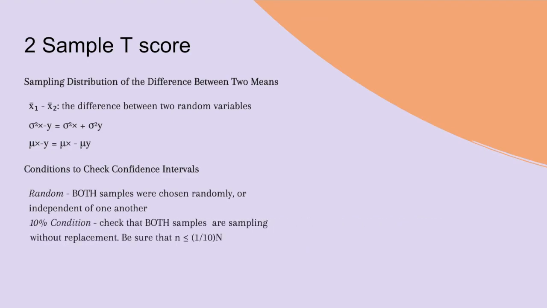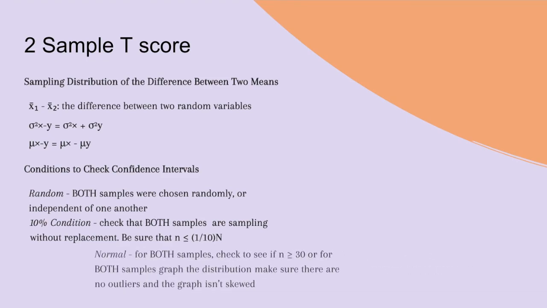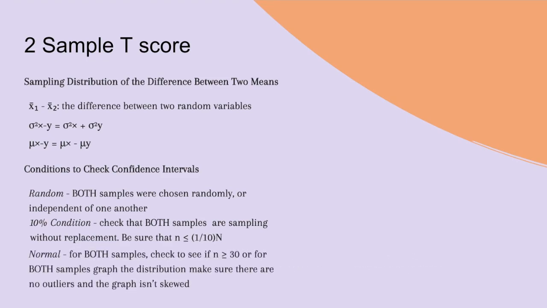You want to make sure that the 10% condition is met so that your sample is less than 10% of the population. And then for normal, this one's a little bit different. You're going to check the central limit theorem, and you want to make sure that your sample is greater than or equal to 30. If that's not the case, you can try to graph it. You can either make a histogram or a dot plot or different kinds of graphs, and you just want to make sure that there are no outliers in the graph and that the graph isn't skewed.